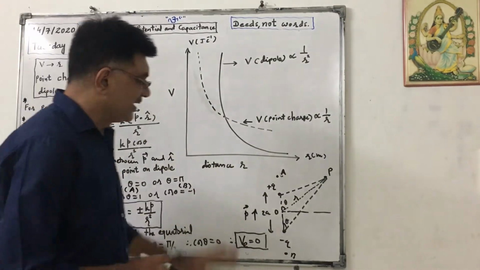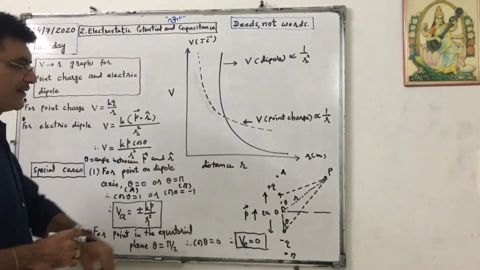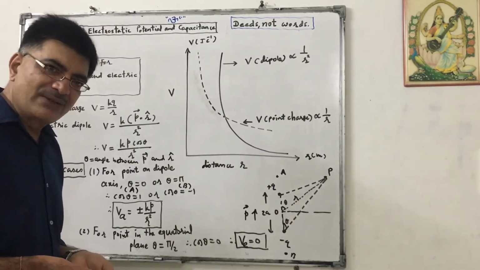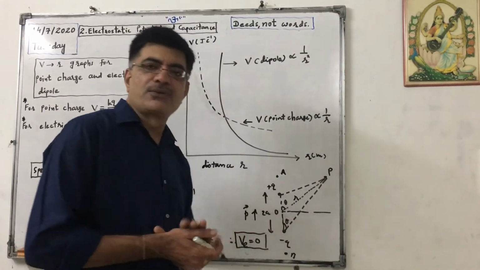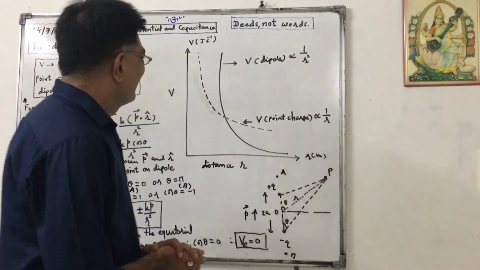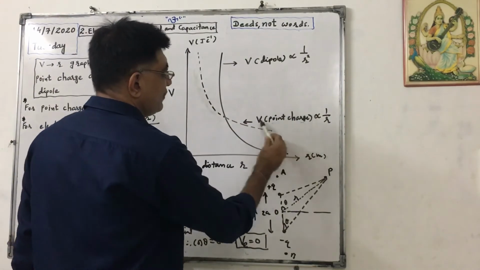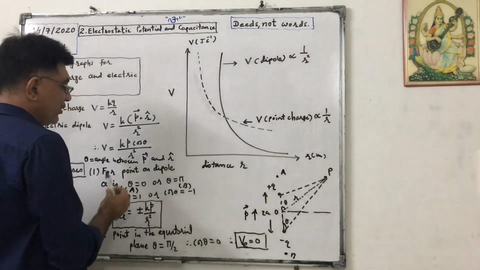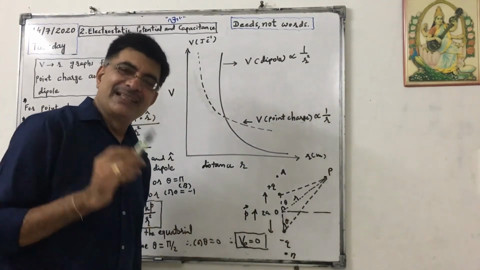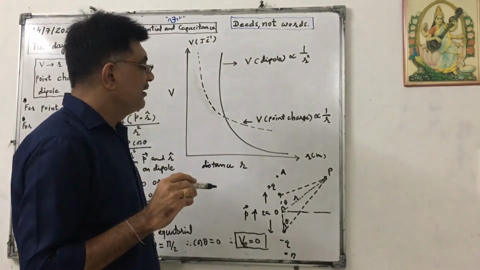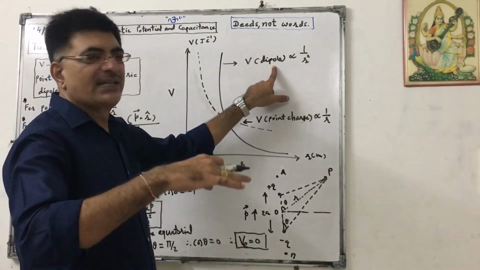V versus R. R is the distance. In the case of a point charge, this distance is calculated from the point charge itself. In the case of a dipole, it is measured from the midpoint. Now here V is proportional to 1 upon R for a point charge. And for an electric dipole, V is proportional to 1 upon R square. That means the potential will decrease slowly in the case of a point charge and rapidly in the case of a dipole.